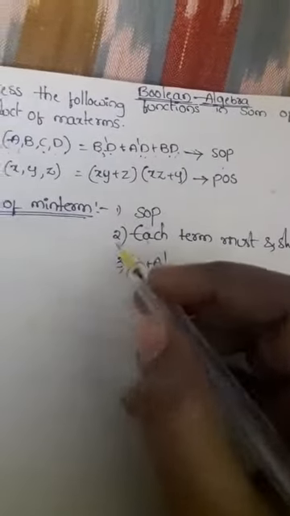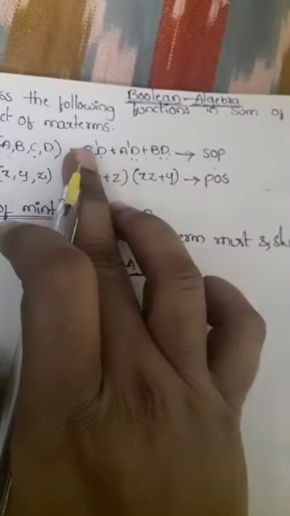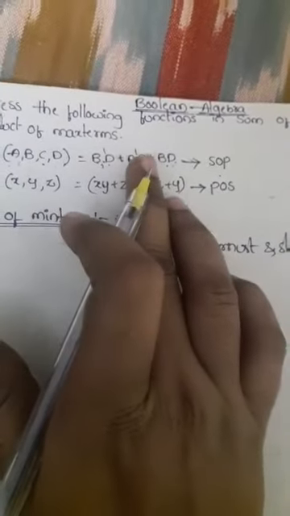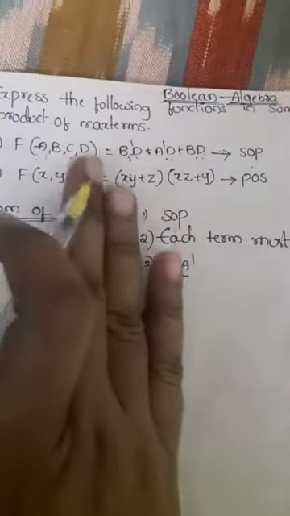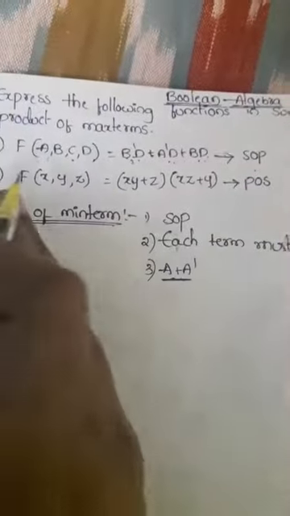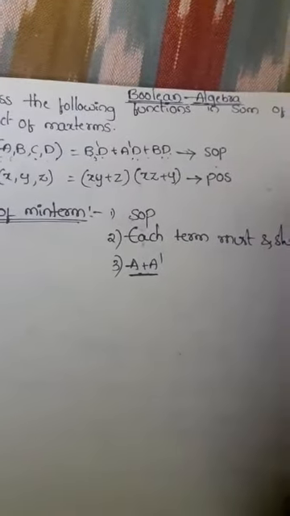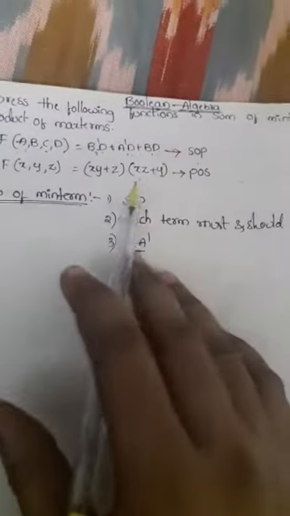So what is the second rule? Each term must and should contain all the variables. How many variables you have, just check it first. If the function consists of 4 variables or 3 variables, check it first. If it contains 3 variables, each term must contain the 3 variables. So each term must contain all the variables. That is the second rule.